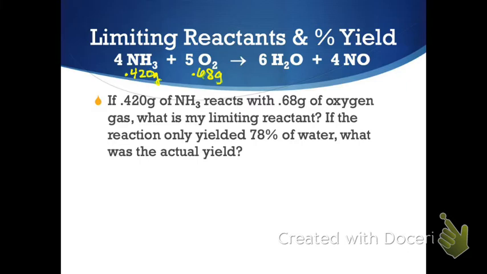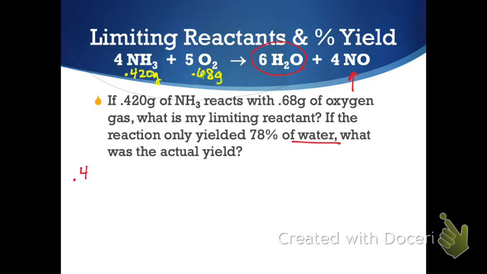This one says, if the reaction only yielded 78% of water, what was the actual yield? So which product should I take my 2 starting amounts to? I should take them to water, or H2O, right? I would be wasting my time to evaluate how much NO I could make because it doesn't ask me about that. I could find my limiting reactant by taking them to NO, but I'd still have to do another chart to go from my limiting reactant to water. So don't waste that time, right? Let's take both of our starting amounts to water.